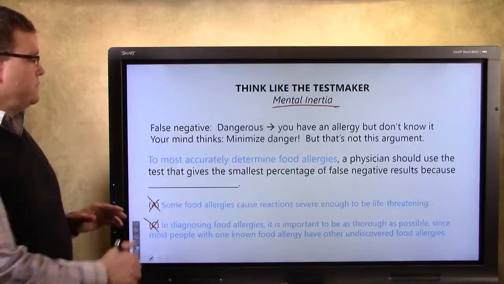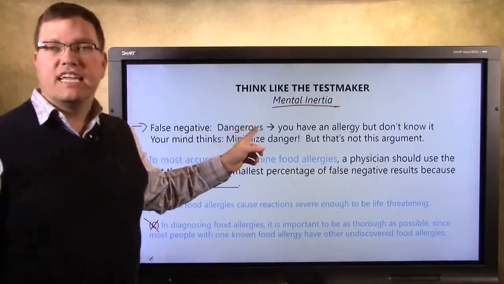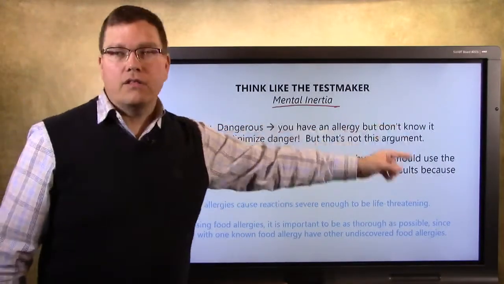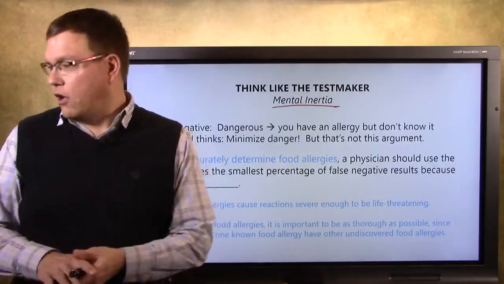Mental inertia, listen, there's a false negative, right? A false negative is dangerous. You have an allergy and you don't know it. We've all heard about false positives and false negatives with COVID tests.